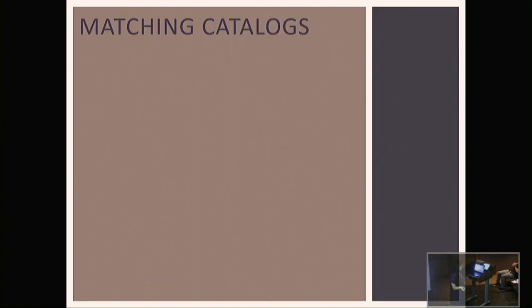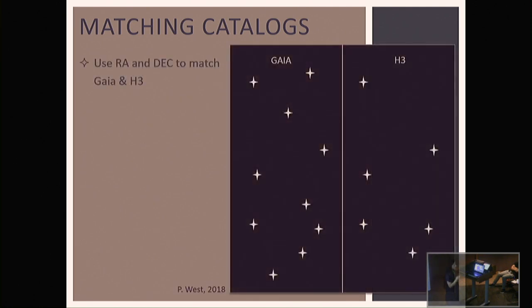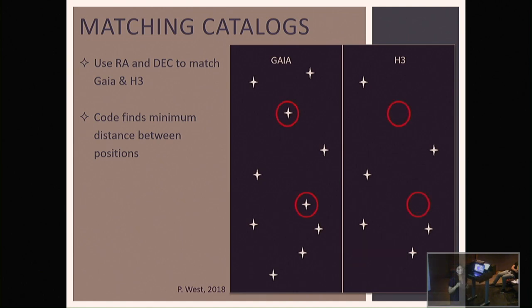So what I did this summer, the very first thing I did, was matching catalogs, specifically Gaia and H3. And so I used the right ascension and declination, the coordinates of the stars, to match them. I wrote a code that found the minimum distance between the stars in each catalog and matched them that way. And as I said earlier, Gaia has a lot of stars. So it's expected that stars that are within Gaia are not going to be in H3 because we have significantly fewer stars in our survey. And so because of that, it's really important for us to distinguish which stars we actually have all of the parameters for, which is why we needed to do this in the first place.